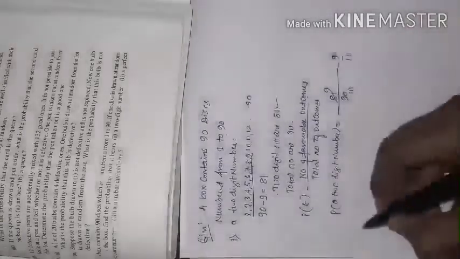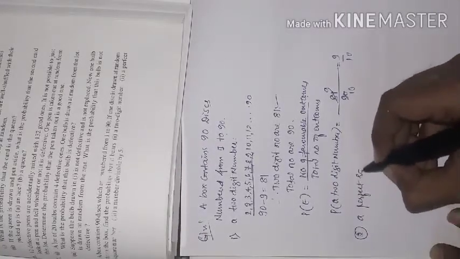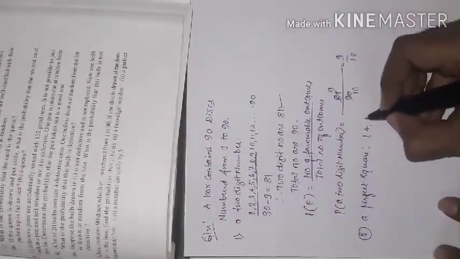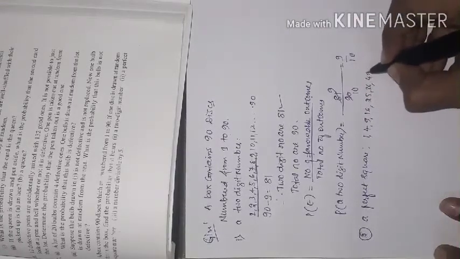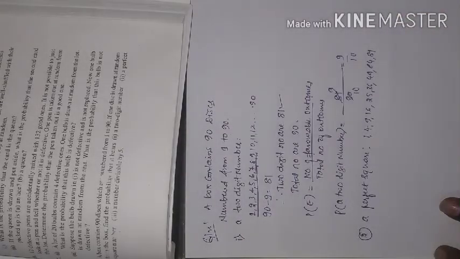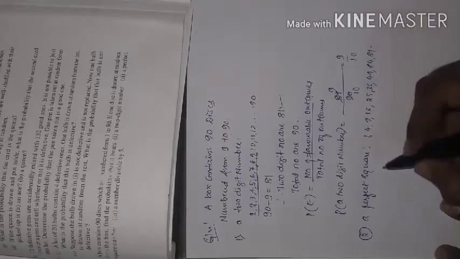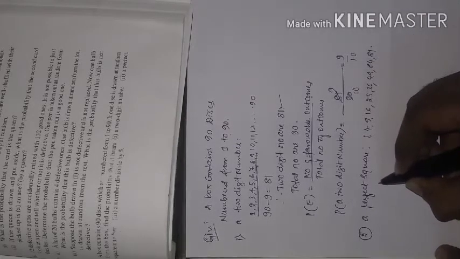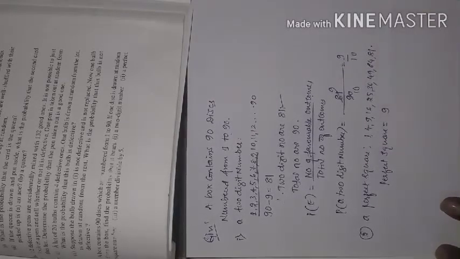Let us do the second one. Second question, a perfect square they are asking. Perfect squares, as you know, are 1, 4, 9, 16, 25, 36, 49, 64, 81. These are the perfect squares between 1 to 90. Yes or no? Let us count: 1, 2, 3, 4, 5, 6, 7, 8, 9. Nine perfect squares are there.